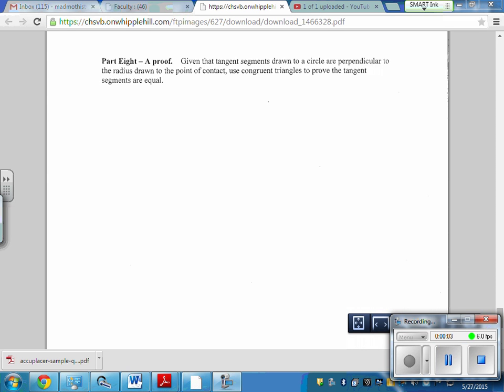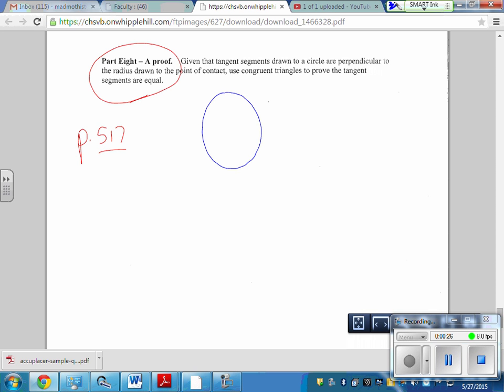Now looking at proof. You will have to do a proof on Thursday. This is the proof you're going to have to do. If you're actually looking in the textbook, it's on page 517. But I want to give an outline of the proof so that you can put this together in a reasonable, organized, two-column proof. So let's draw a little sketch and see what's given.